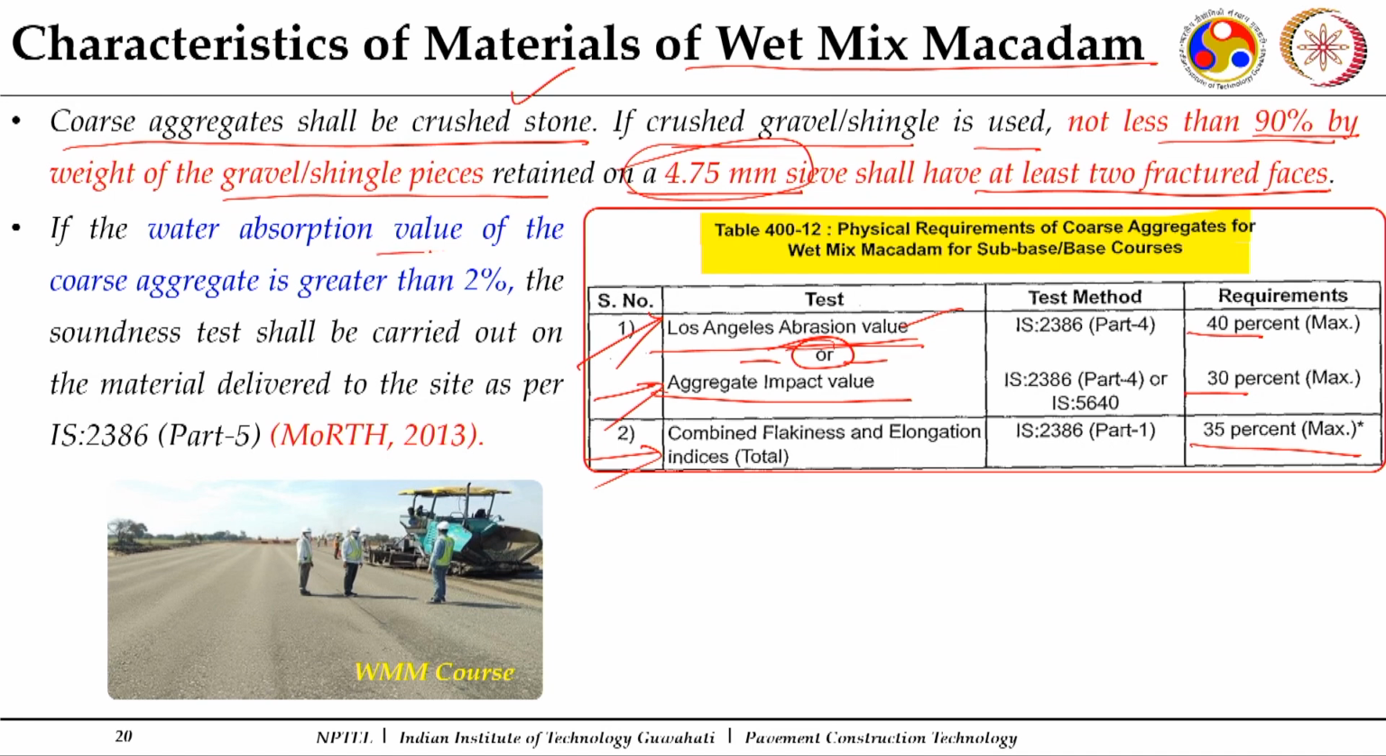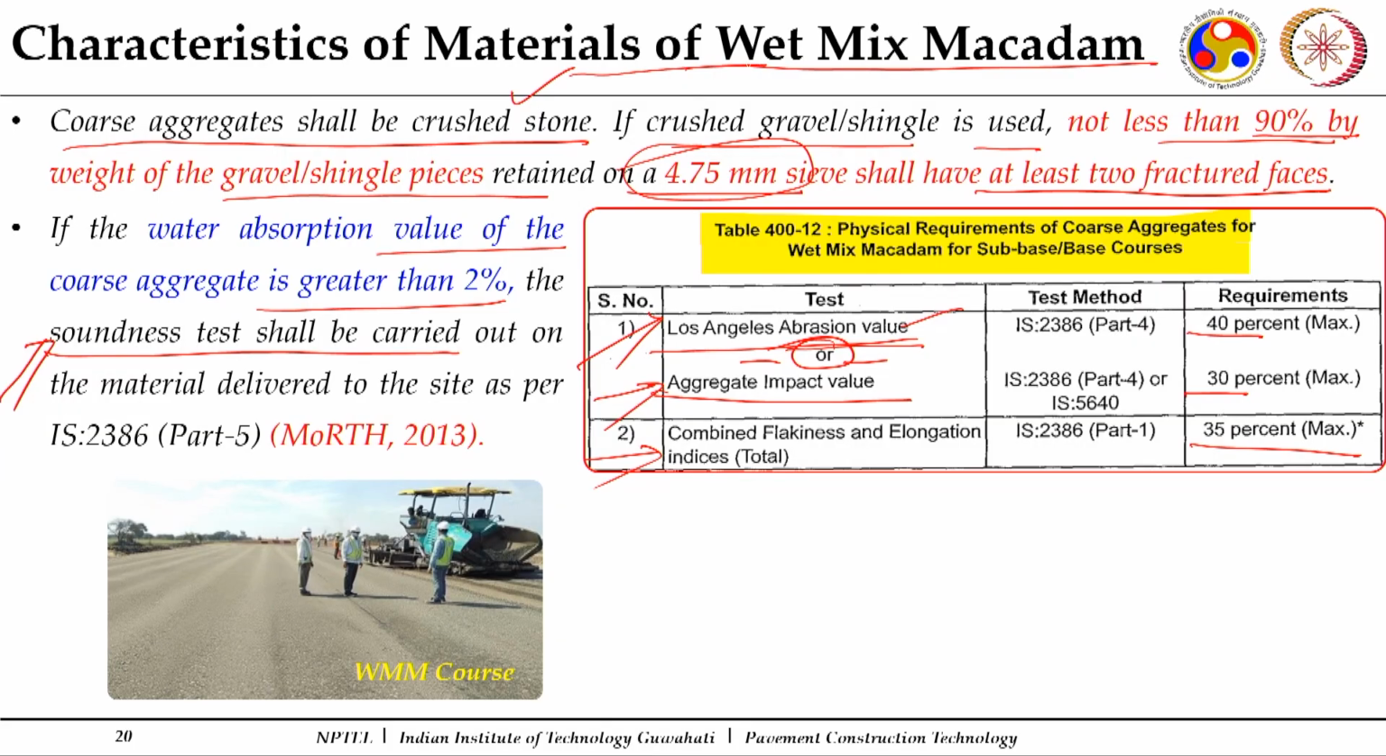And the other requirement, as mentioned, is that if the water absorption is more than 2%, then in addition to wet impact value, it is preferred to go for the soundness test. Because the water absorption may be more, the aggregate may be more susceptible to degradation under freezing and thawing conditions. So, you will try to ensure your aggregate suitability through the soundness test also.